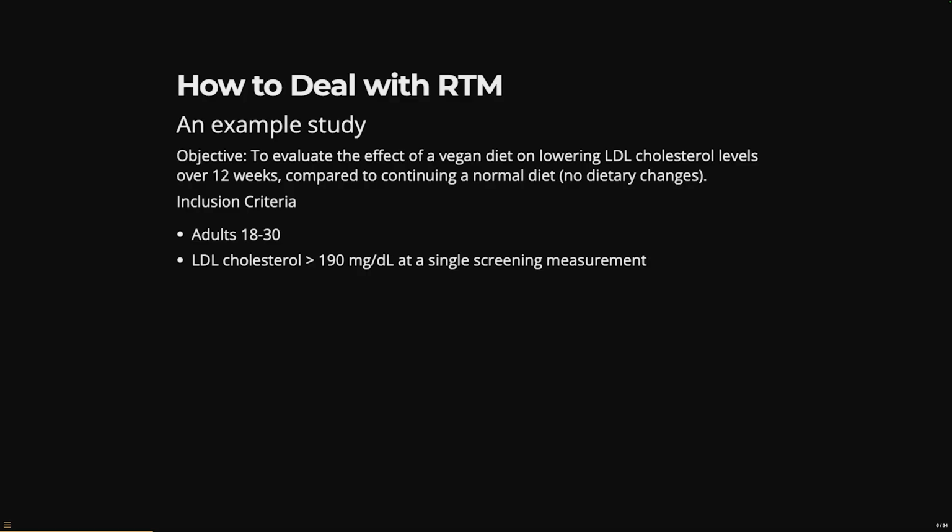But we only put it at a single screening measurement. So if they're above that level of LDL cholesterol, they can be in the study. Not ideal, but let's just say we did this. Okay, so we have those. The intervention is just the vegan diet, and then the other group just goes on the usual diet. And we randomize the people in the study, of course, to which group they're in.